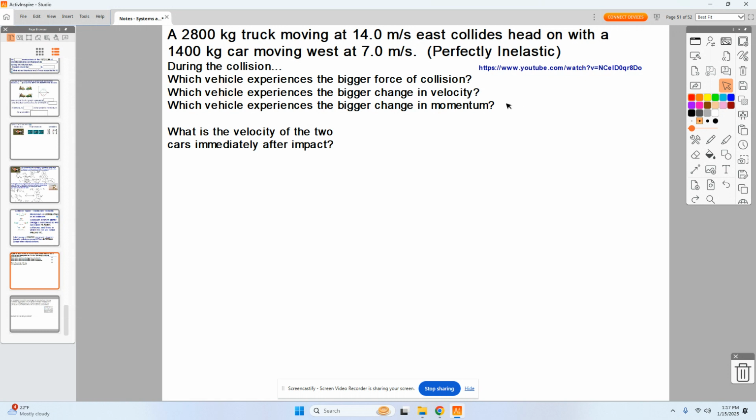During this collision, the object that experiences the bigger force, the truck or the car, which one collides with a greater amount of force? Tell that person that you're sitting next to what you think the answer is to that one. It's a review from stuff that we covered this semester. Which one experiences the bigger F? Either one.